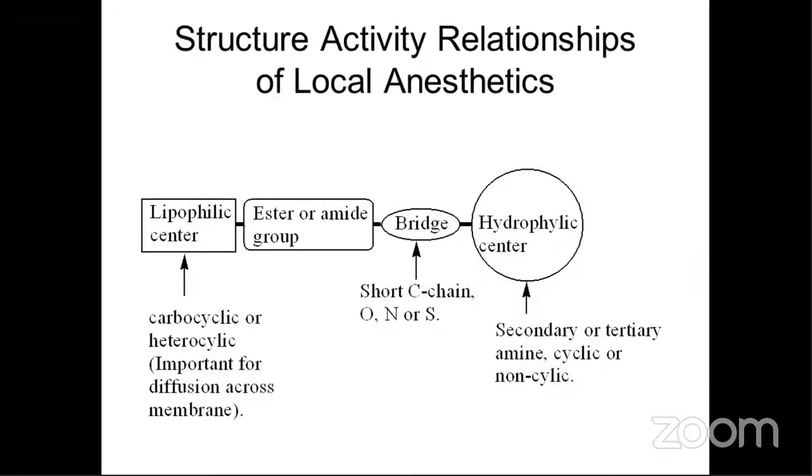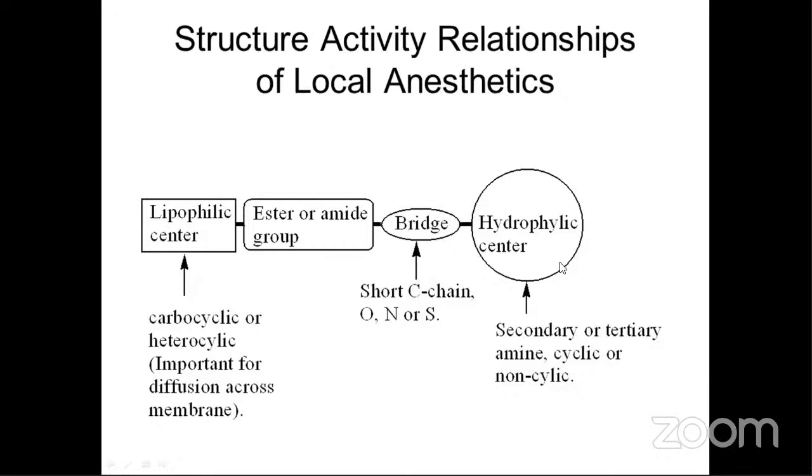Suppose you go for the structure activity study of local anesthetics. This is the general structure activity as per your syllabus. This is a general presentation of your SAR studies. So how are they producing their actions? On the left side you have the lipophilic part, meaning the phenyl nucleus is present. In the intermediate or middle part you have an ester linkage or amide linkage, and your right side part is hydrophilic.